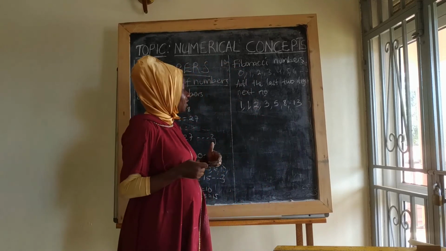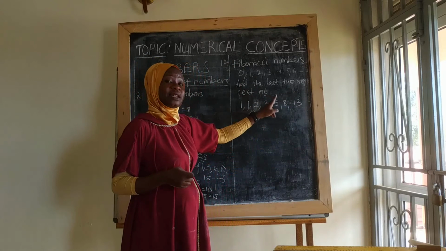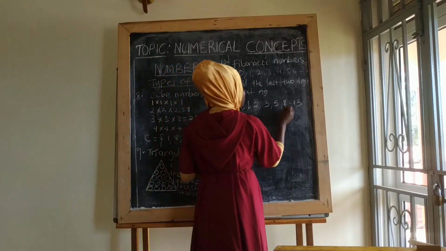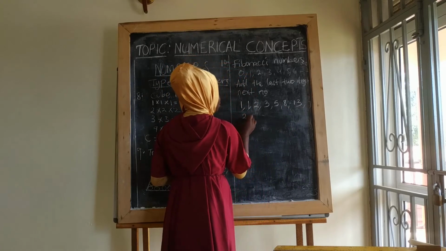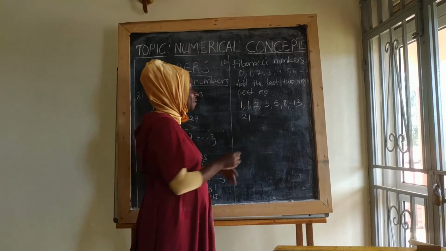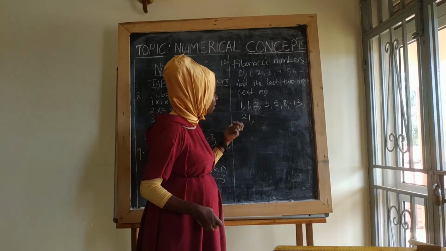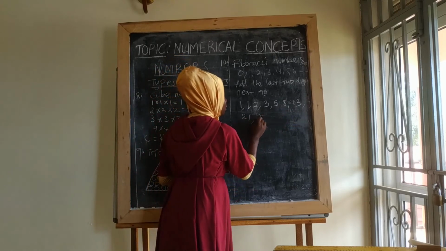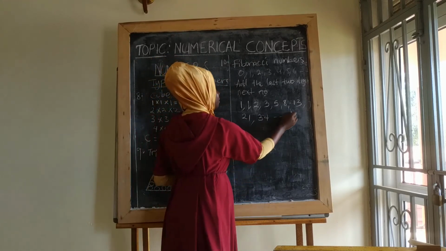How do I get the next number in the sequence? Simply add the last 2 digits to get the next number. I have 8 plus 13, and this is 21. How do I get the next? I get 21 plus 13. This is how many? 34. And of course the list is continuous.